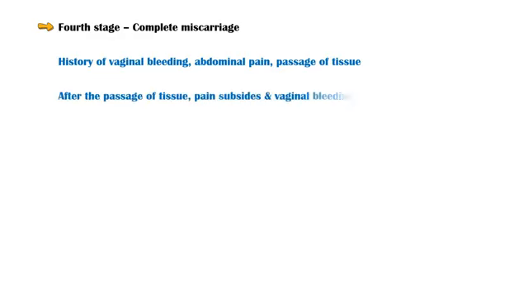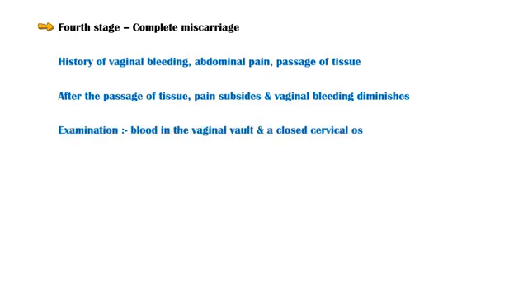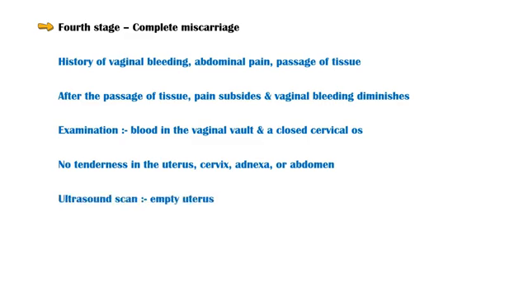Fourth and final stage is the complete miscarriage. Patient will reveal a history of vaginal bleeding, abdominal pain, and passage of tissue. After all the tissue has been passed, abdominal pain will subside, and vaginal bleeding diminishes. Examination will reveal some blood in the vaginal vault and a closed cervical os. There is no tenderness in the uterus, cervix, adnexa, or abdomen. Ultrasound scan will show an empty uterus.